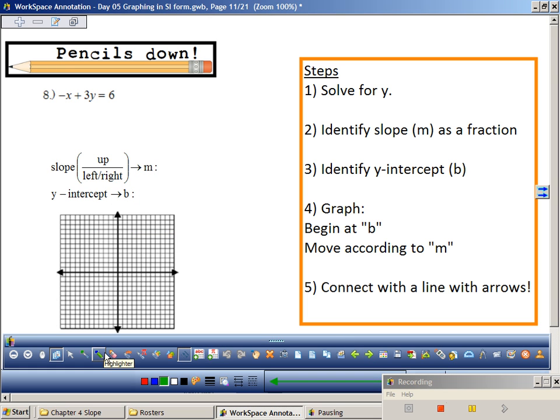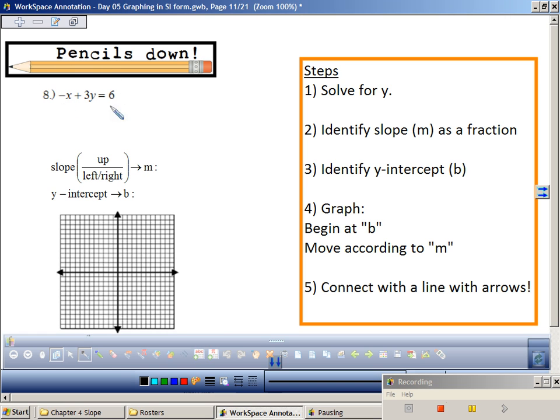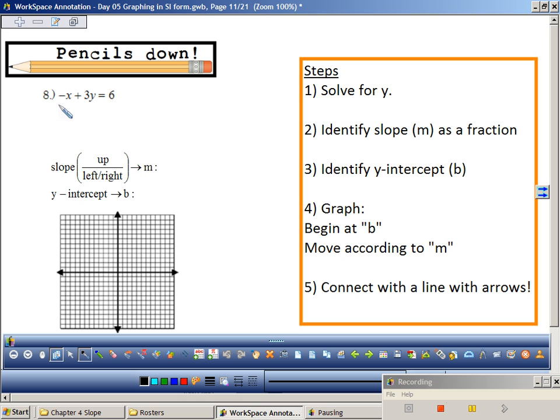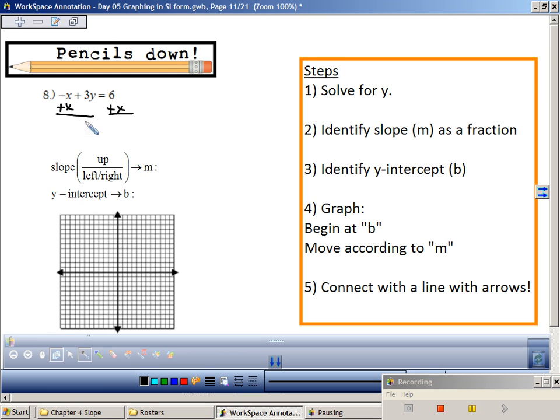Okay, pencils down again. Let's shift back to what we were doing before. Let's solve for y. Jesse, how would I solve for y? What's my first step? Add x to both sides. Excellent. When I add x to both sides, Jesse, what am I left with? Let's write it right here. When this goes away, what are you left with?